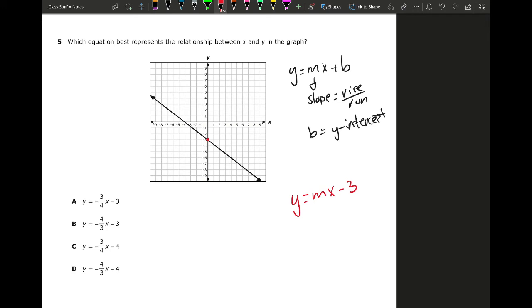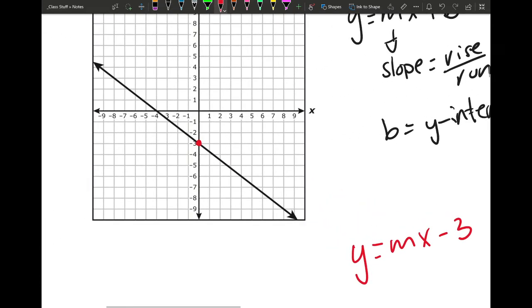Let's look at the answer choices. We're looking for something that has -3. So we can go ahead and eliminate C and D. Okay? Now the m is going to be the rise over run. So what you have to do is go up until the next point that you can find that is at the very corner of the square.